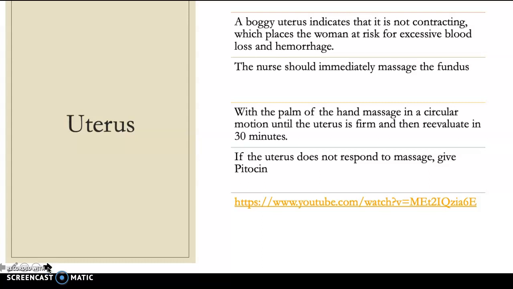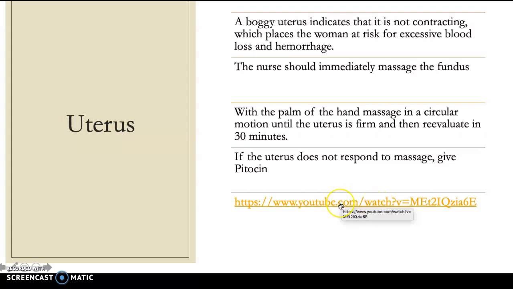So a boggy uterus just tells us that the uterus is not contracting those uterine arteries. And when it's contracted, it's constricting those nice, large uterine arteries. Boggy is a cause of excessive blood loss and hemorrhage. So, like I said earlier, the nurse will immediately massage the fundus and do it in a circular motion. So all of our postpartum, and I believe every woman in Utah, even if they're not on Pitocin during the labor stage, will be given Pitocin postpartum just to ensure that that uterus is nicely toned.